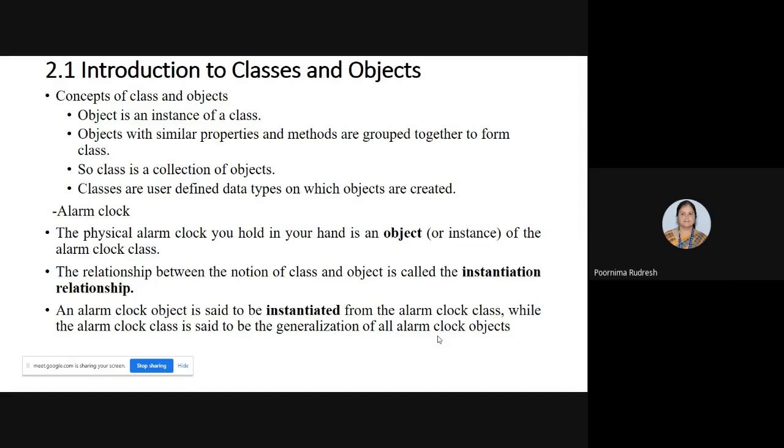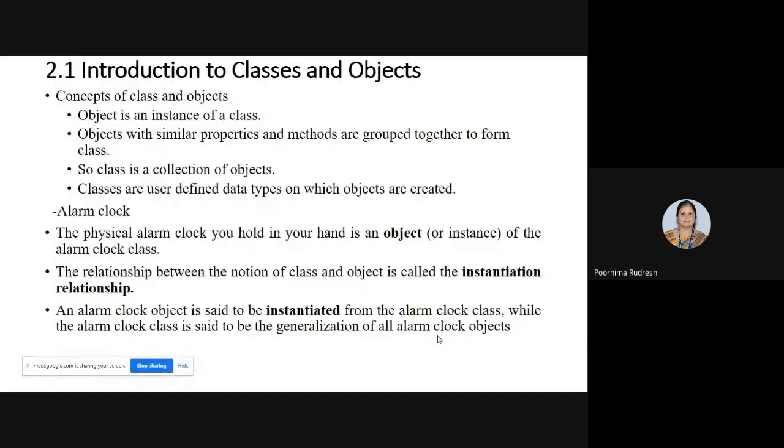When you hold the alarm clock in your hand, then that becomes the object. Or if you consider the watch, when you hold the watch, then that becomes the object. Understood what an object is? Can you give other examples for object? And if you consider the class, then the general class is the alarm clock class, and the one you hold in your hand becomes the object, right?